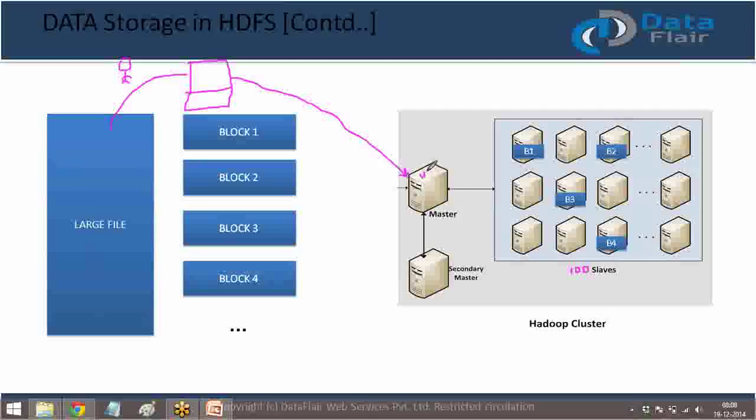HD setup, that is available here. The same HD setup, that is Hadoop setup. I'm writing a short form HD. The same Hadoop setup will be here. That will be acting as a client for me. And it will be responsible for split up of the file into blocks, and it will keep sending the blocks to the cluster.